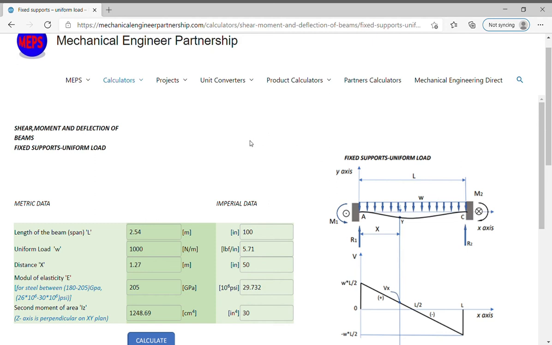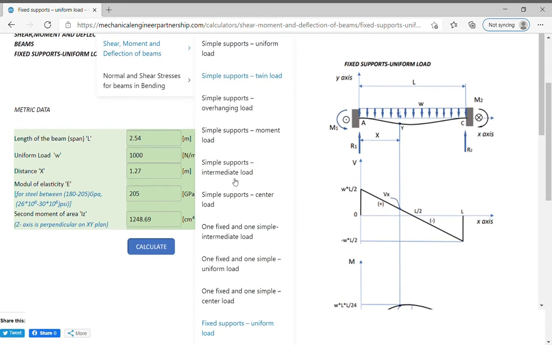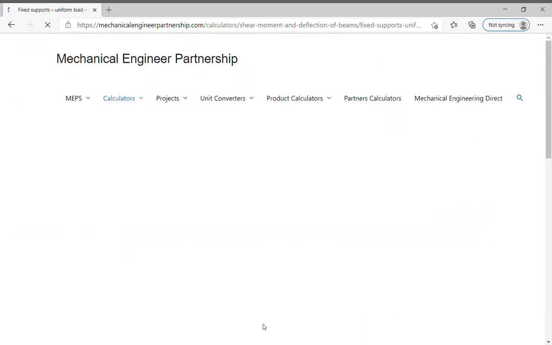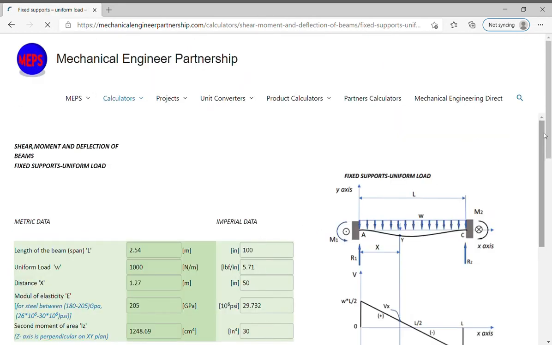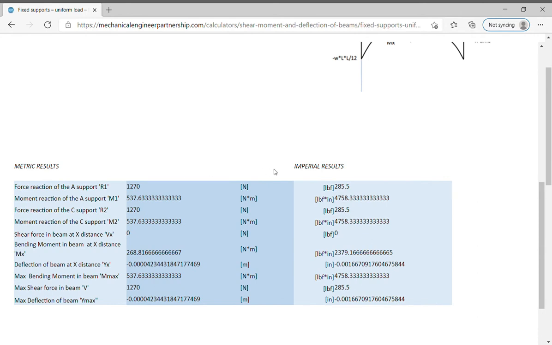Hello. In this video I will show you how to use the fixed supports uniform load, shear moment, and deflection of beams calculator in the Mechanical Engineer Partnership website. In the menu bar choose calculators, then choose shear moment and deflection of beams, and then choose the fixed supports uniform load unit. On the left side is data, in metric and imperial units, and in blue color we obtain the results in metric units, respectively imperial units.